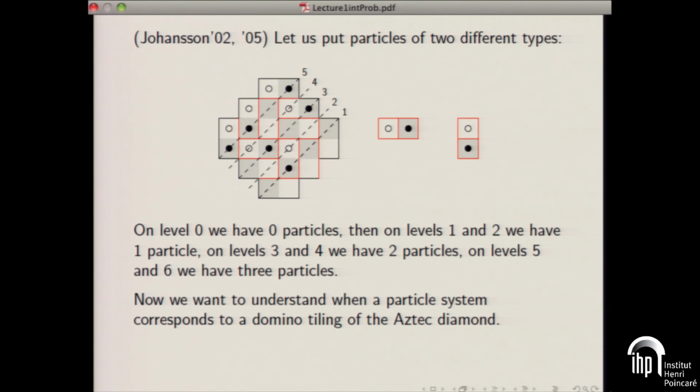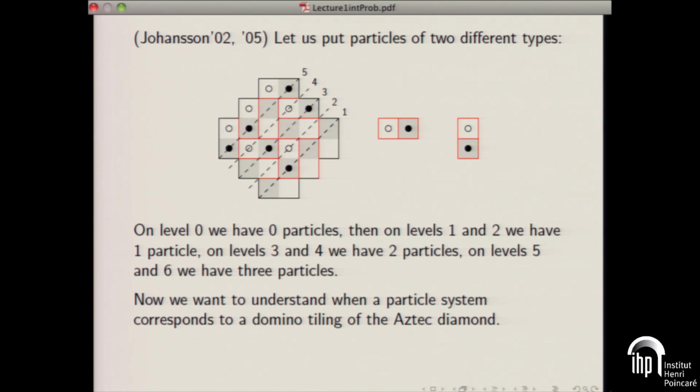So I already know that if I put particles in this way, these particles completely determine the domino tiling. These particles completely determine dominoes of two types, and then these dominoes already determine the whole domino tiling. And my goal will be to forget about the Aztec diamond and domino tilings of the Aztec diamond, and to think only about these black and white particles.